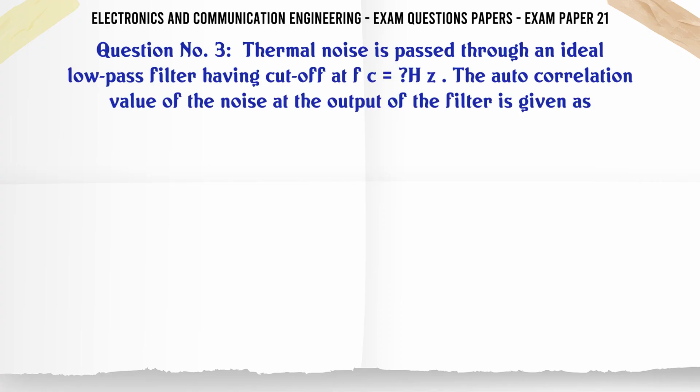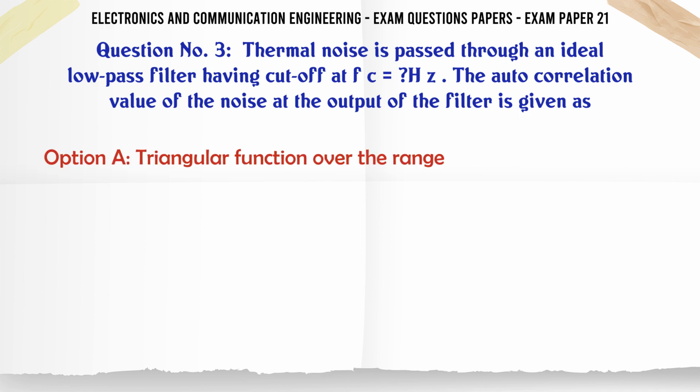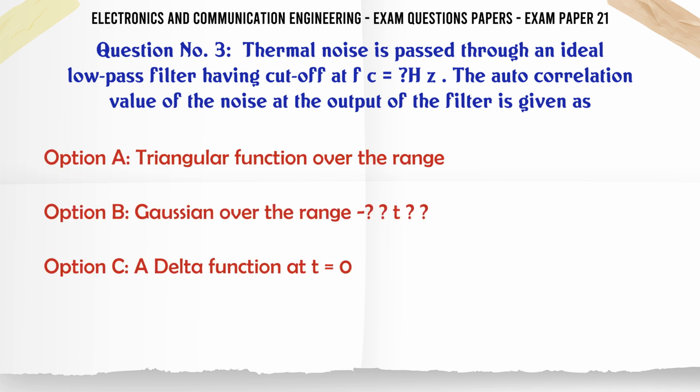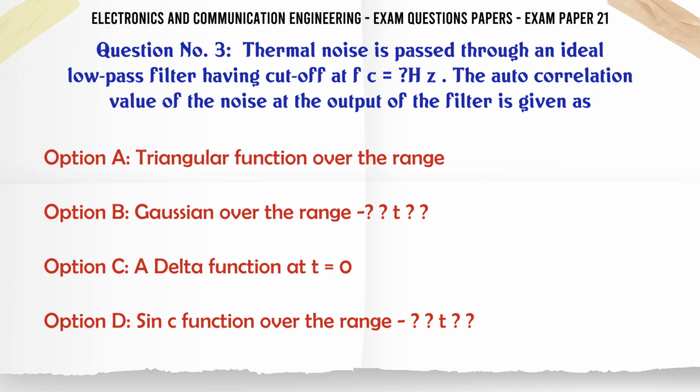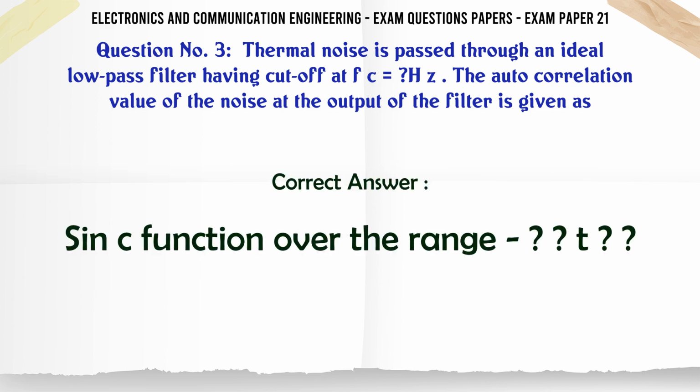Thermal noise is passed through an ideal low-pass filter having cutoff at f_c Hz. The autocorrelation value of the noise at the output of the filter is given as A. Triangular function over the range, B. Gaussian over the range T, C. A delta function at T0, D. Sinc function over the range T. The correct answer is sinc function over the range T.